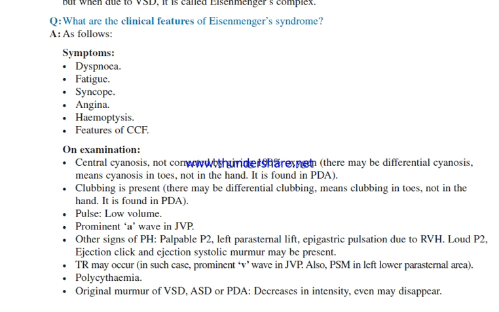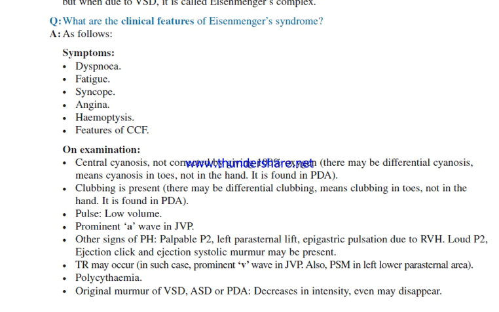Pulse is low volume, prominent a wave in JVP. Other signs of pulmonary hypertension: palpable P2, left parasternal lift, epigastric pulsation due to right ventricular hypertrophy, loud P2. Ejection click and ejection systolic murmur may be present. PR may occur. In such case, prominent V wave in JVP.